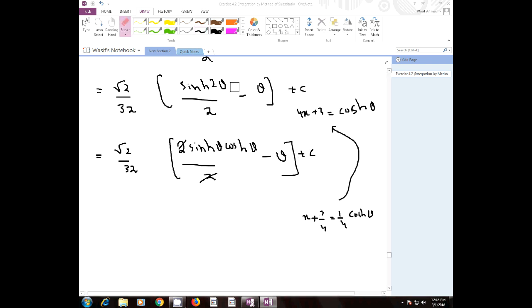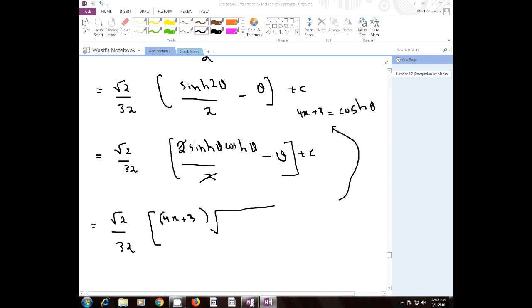So we will simply replace cos hyperbolic theta with 4x plus 3. So square root 2 divided by 32 multiplied by cos hyperbolic theta is equal to 4x plus 3 multiplied by cos hyperbolic theta, which is equal to the square root of cos hyperbolic square theta minus 1, that is 4x plus 3 whole square minus 1.